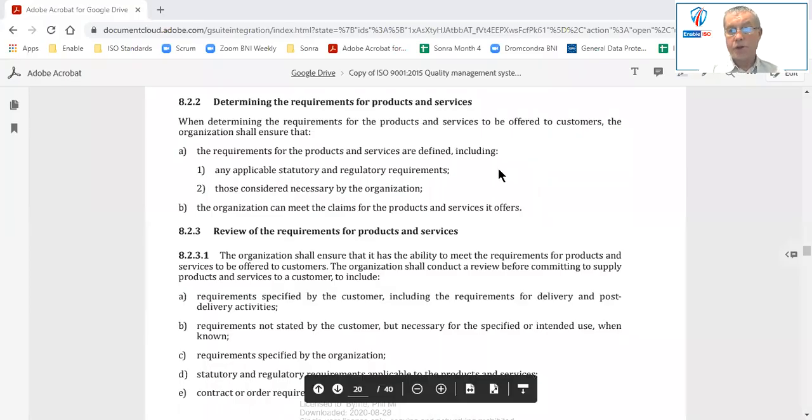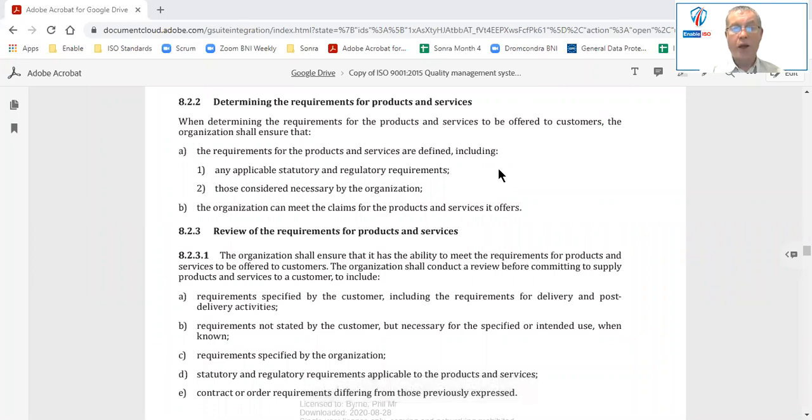Clause 8.2.2, determining the requirements for products and services. Now, in this clause, it gets quite interesting because it tells us that we must define the requirements from the customer. And then it goes to two other places to add in requirements, or to be added to define those requirements. So let's dive into it.